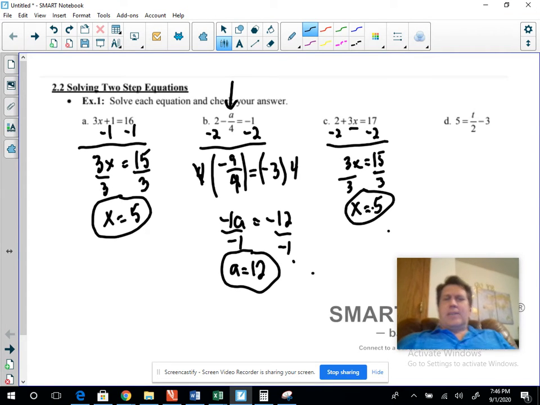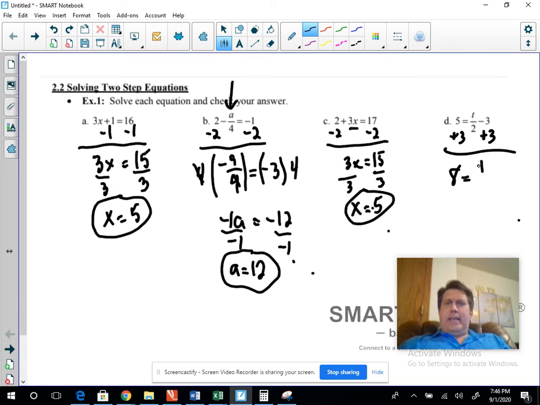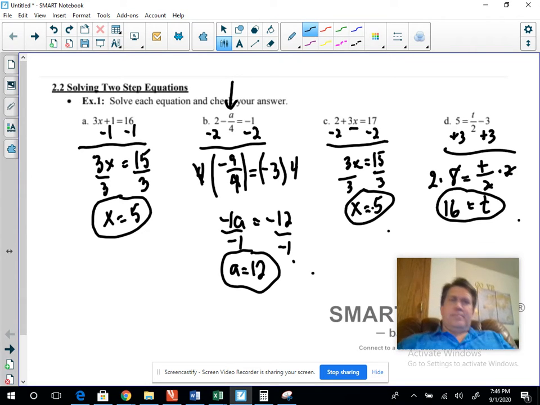All right, now the next one, only difference, we have the 3 on the other side, so we're going to add 3 first, and we're going to get 8 equals t over 2, which is t divided by 2. So we'll multiply by 2 on each side. Multiplying by 2 gets rid of that 2 in the bottom. We get a t over here equaling 16.